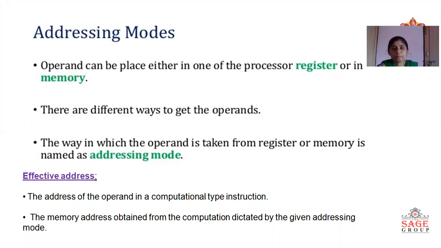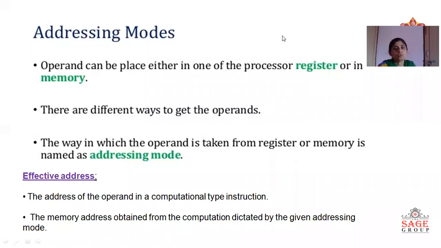The data or operand may be stored in a processor register or in memory. There are different ways to get the operands, and we can define the addressing mode. Addressing mode is the way to specify the source address and output results. Or in another way, we can say that the way in which the operand is taken from a register or memory is named addressing mode.